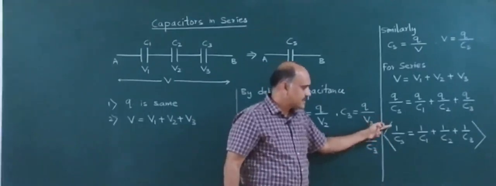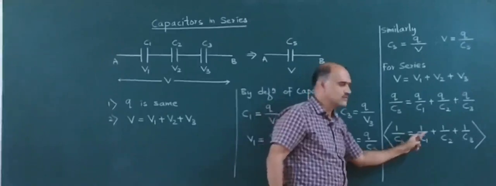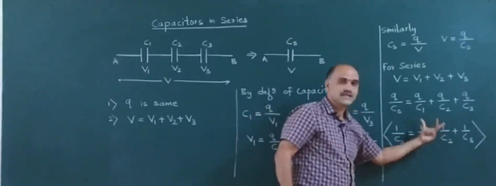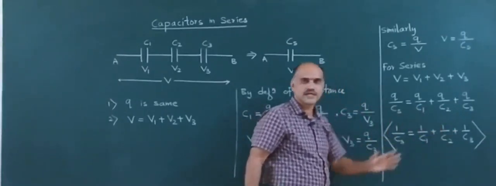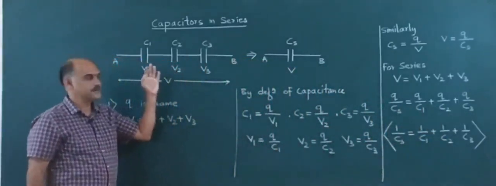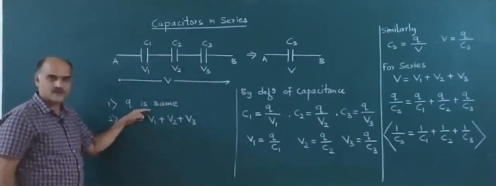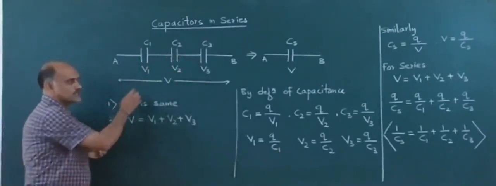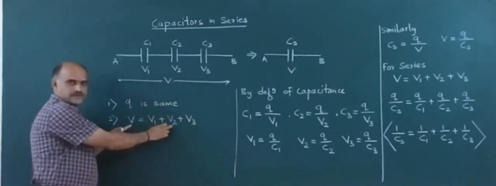So you can say that the reciprocal of equivalent capacitance in series is equal to the sum of reciprocals of individual capacitances. Clear, students? So once again, capacitors are in series if the charge across each capacitor is the same. Second, the total potential is equal to the sum of individual potentials.